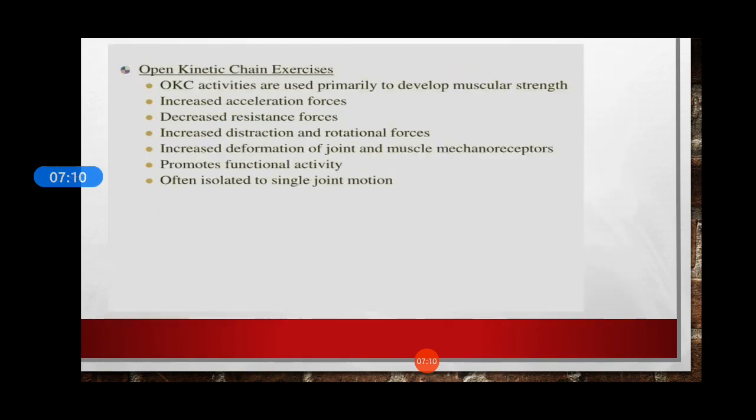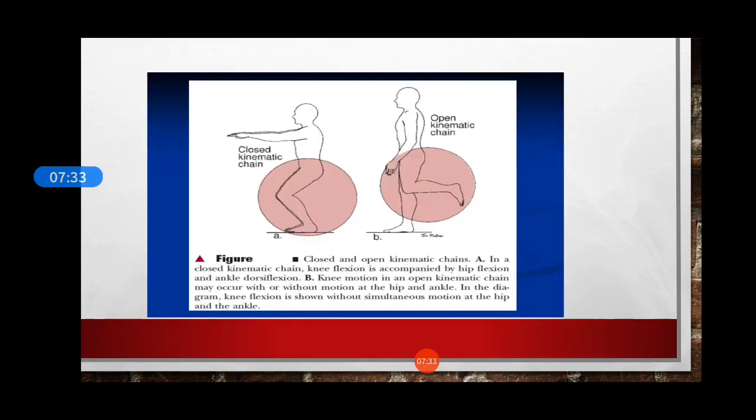The open kinetic chain exercises are used primarily to develop muscle strength because they use increased acceleration forces and decreased resistance forces. There are increased distraction and rotational forces, and increased deformation of joint and muscle mechanoreceptors. They are often isolated to single joint movements or motion. Here you can see closed and open kinetic chain exercises. In figure A, you will see a closed kinetic chain where the distal segment is fixed, and in B, you will see an open kinetic chain exercise.